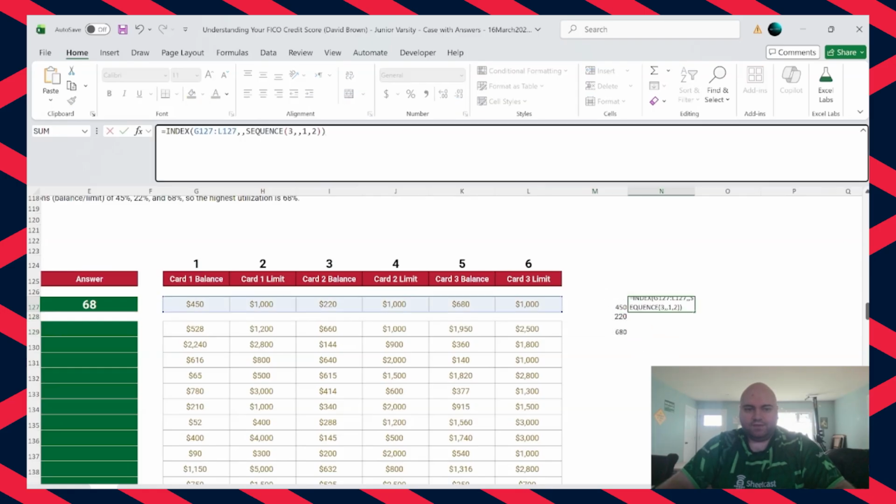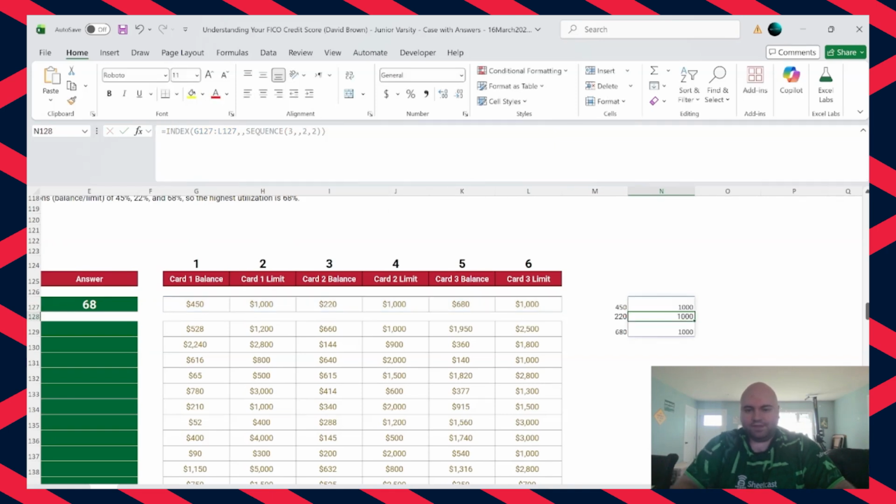If I want to do the same concept but for the limits, the number of rows will be the same. The start is what's going to be different. So rather than starting at index 1, which is a balance, I want to start at index 2, which is card 1's limit. But the step will still be the same. And there we have our limits.